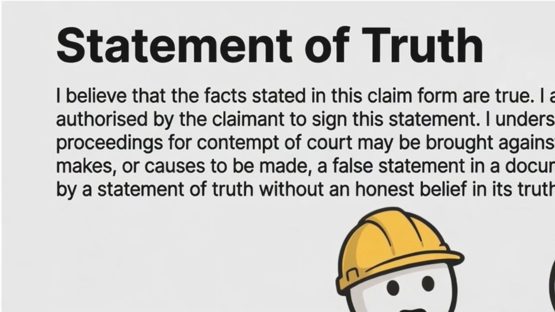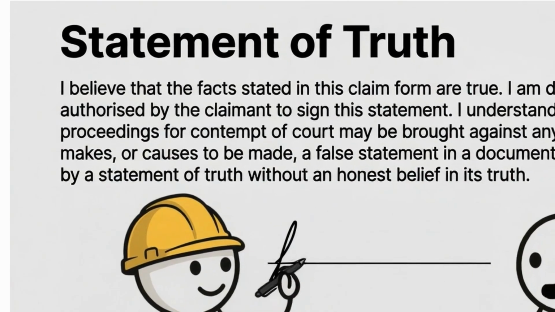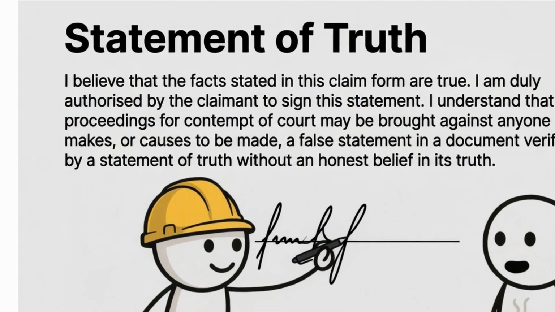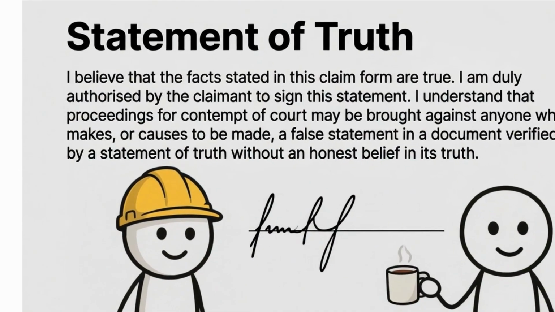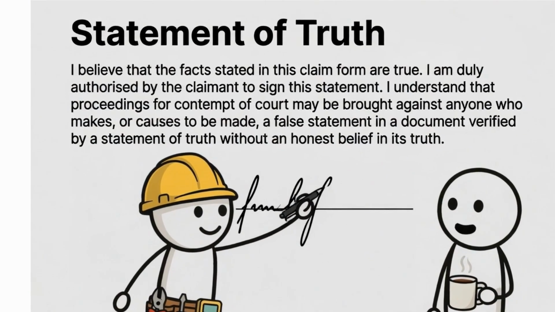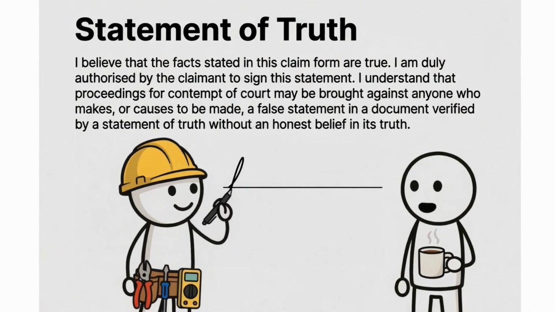At the end comes the statement of truth. This section normally includes a declaration that the person signing believes the facts stated in the claim form and any attached sheets are true. Space is provided for signature, date, full name, and details if signed on behalf of a company or as a legal representative.